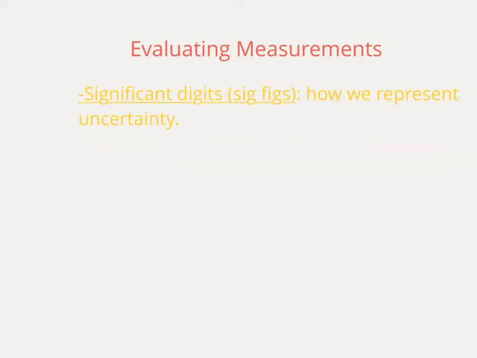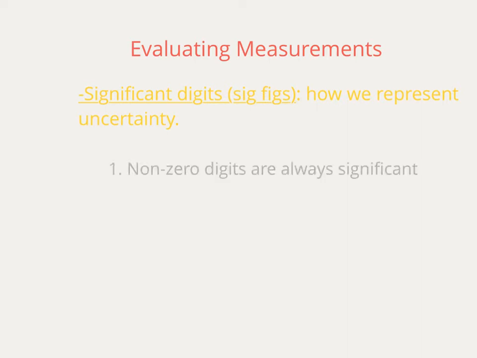In writing our measurements, we have to be able to communicate where our estimation is. And that's where significant digits, or significant figures, and Sig Figs for short, come into play. So Sig Figs are how we represent that uncertainty. They show us where our estimation is and therefore how accurate the tool we were using to make those measurements is. In order to ensure continuity in communicating uncertainty, we have to have rules for identifying Sig Figs.